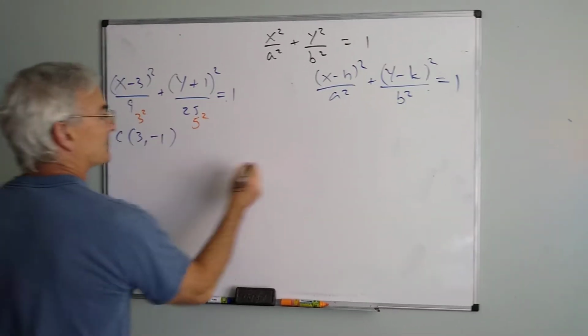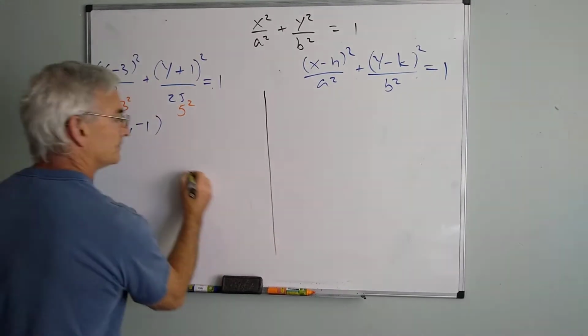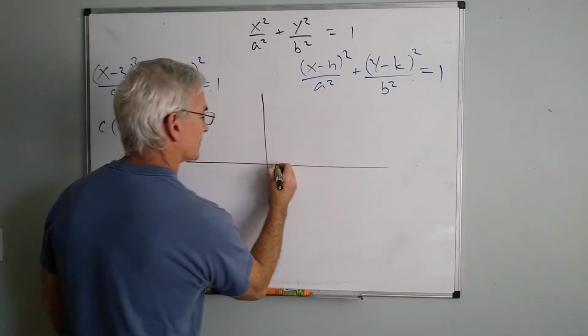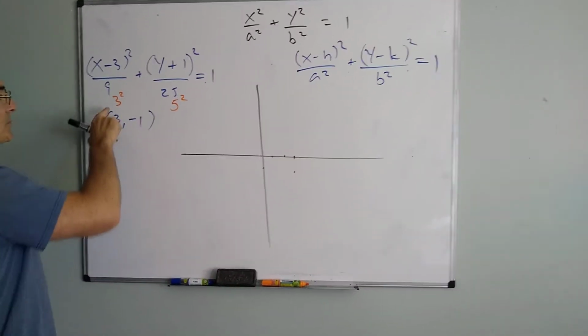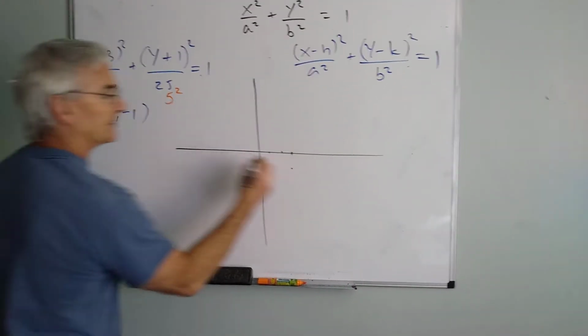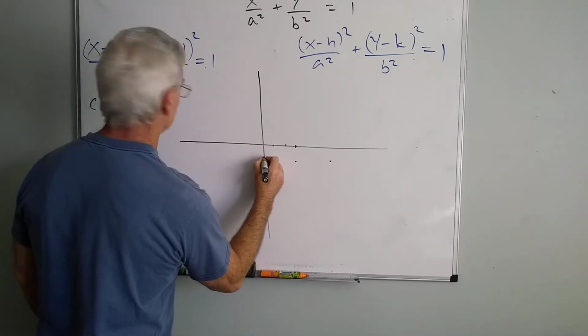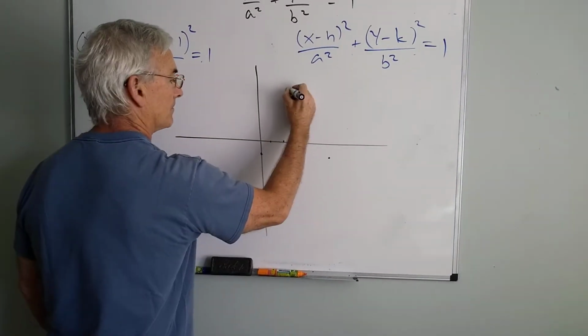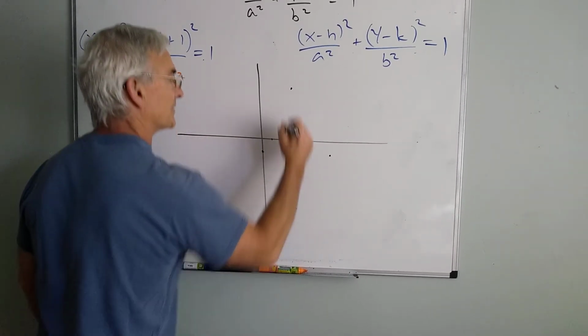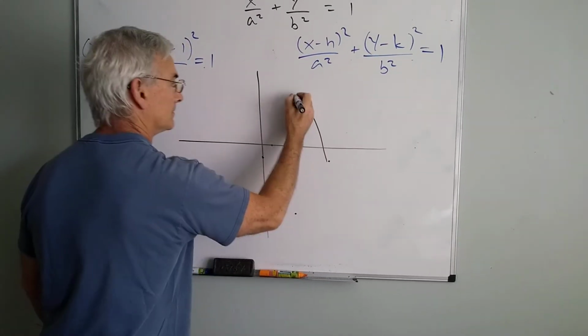So using that as my center, 1, 2, 3, negative 1. Now what I'm going to do is move left and right exactly 3 units, move up and down exactly 5 units, and then essentially connect the dots.